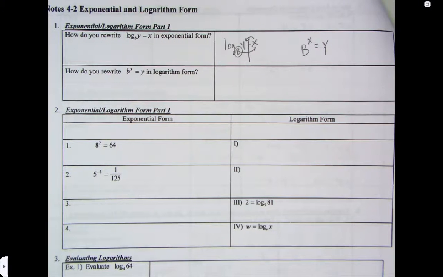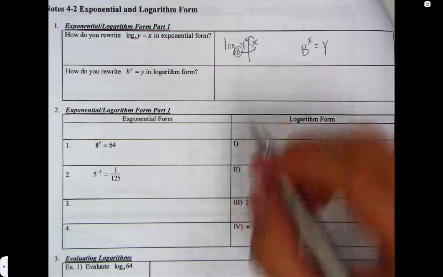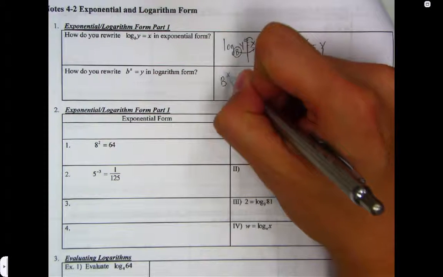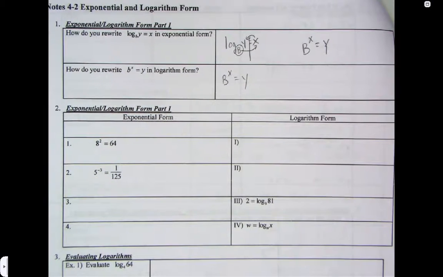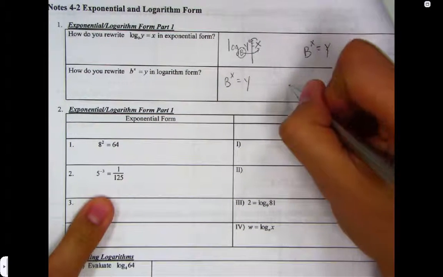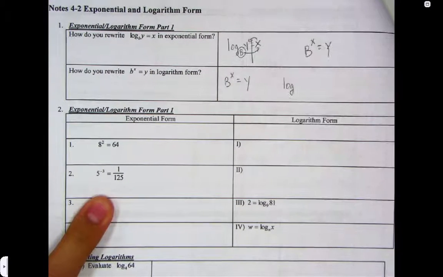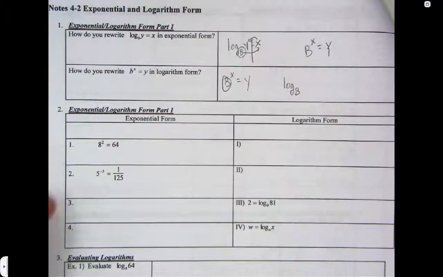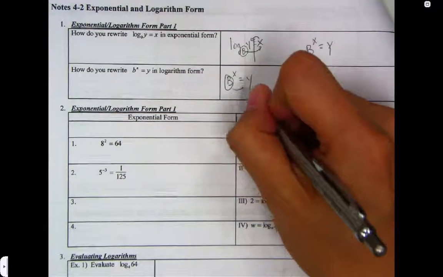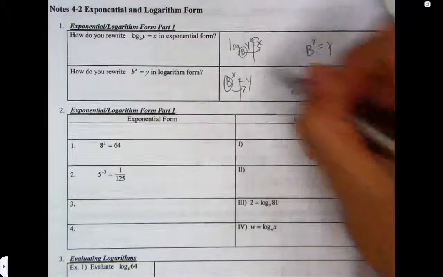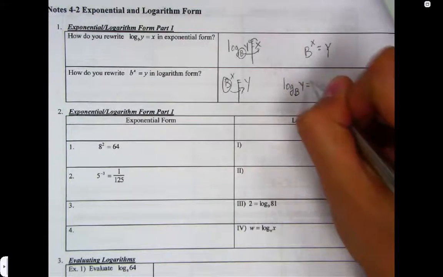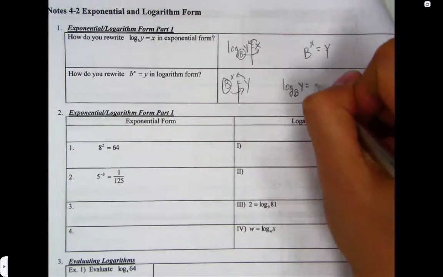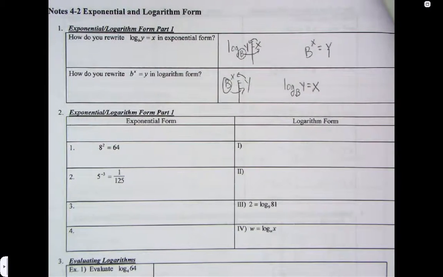So now we want to go backwards. How do you rewrite b to the x equals y in logarithm form? We're going to write log for log. We're going to circle the base, and that's what you're going to write, kind of like an exponent, but in subscript. Then you draw an arrow to the other side. So y equals x. And that's how you put it in log form.